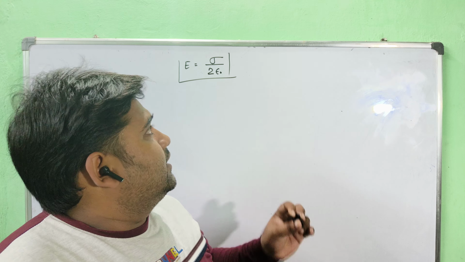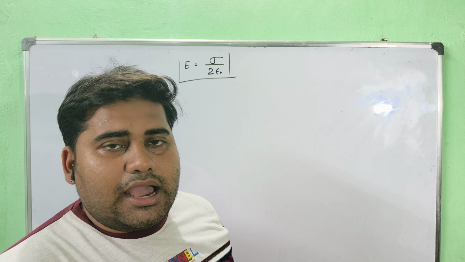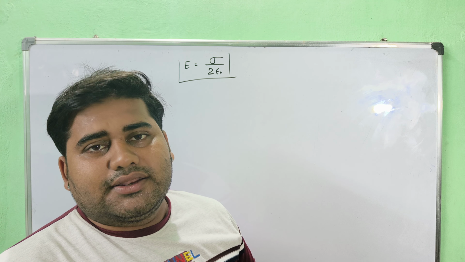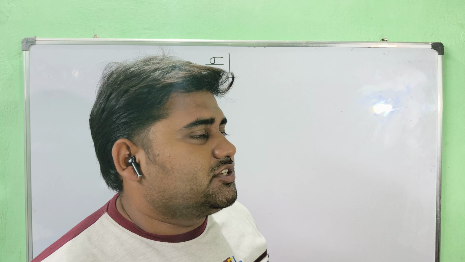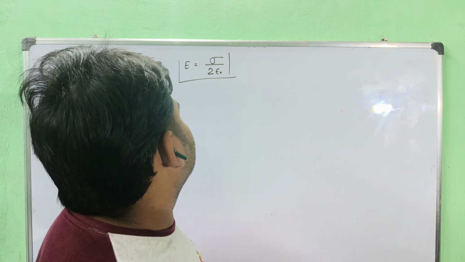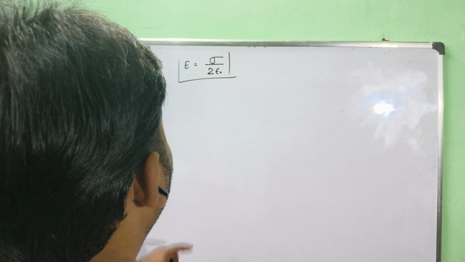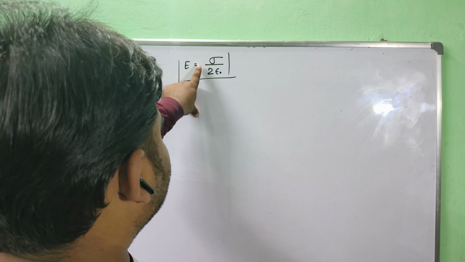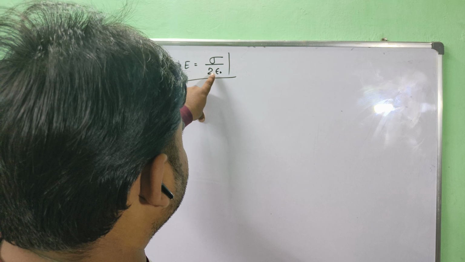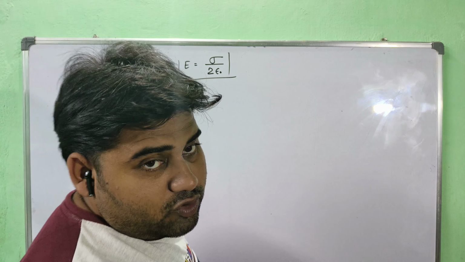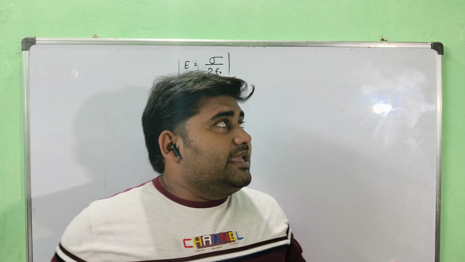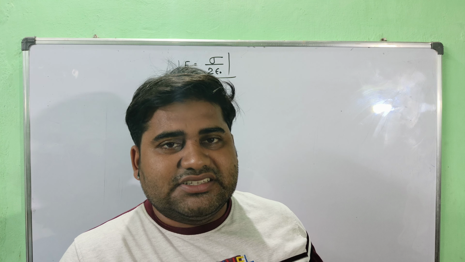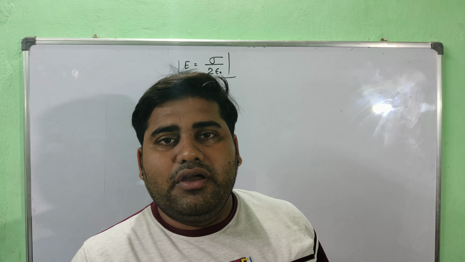You can see that this formula is independent of R, provided that the sheet should be infinite. That means it should be infinitely large. So E is equal to sigma upon 2 epsilon naught. You can see that the right hand side of this equation doesn't contain R. There is no R in this formula. That means the electric field is independent of R.